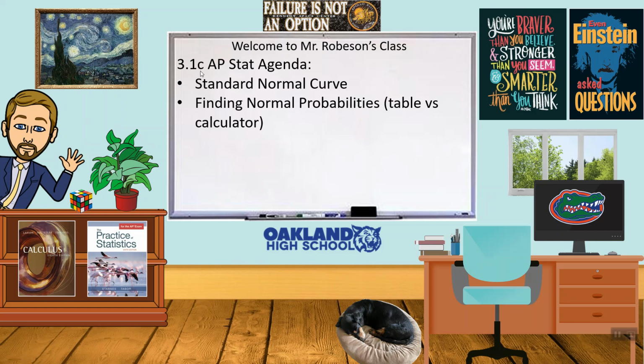This is the last section in 3.1, our introduction to normal curves. We're going to take a look at standard normal curves, and we're going to learn how to find probabilities using normal curves two different ways, using a table and using the calculator. We're probably going to always use the calculator, but I just wanted to show you the table because it's kind of a neat thing.